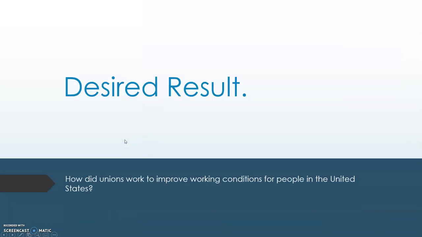And our desired result. How did unions work to improve working conditions for people in the United States? Think about some of the things unions and workers are protesting for, and then how are they trying to get those things? Like, what are they trying to do? How are they trying to achieve them?